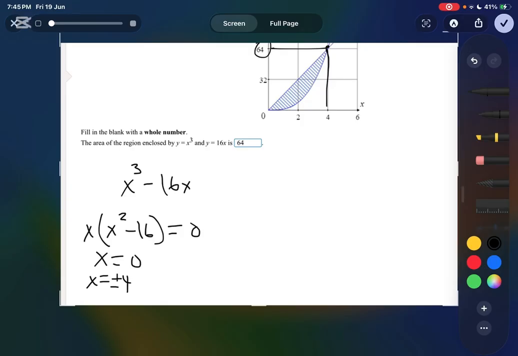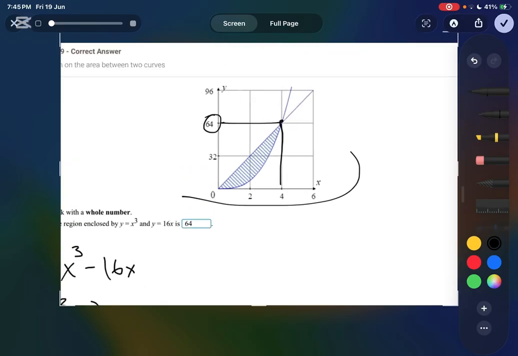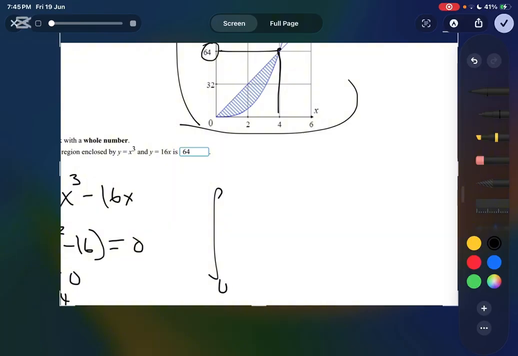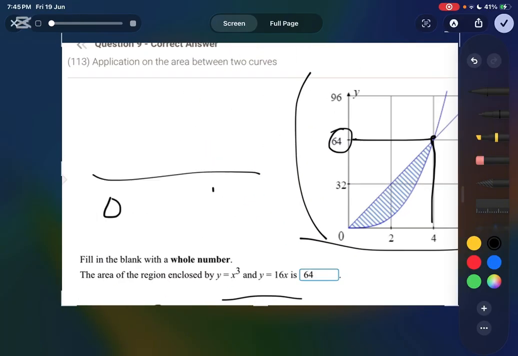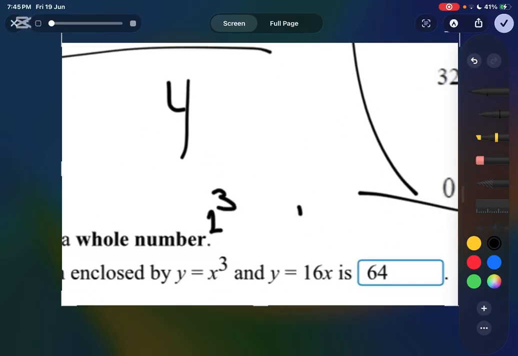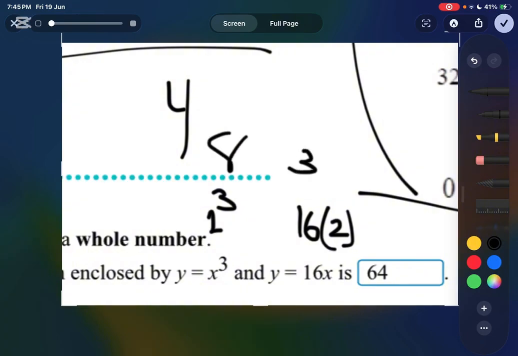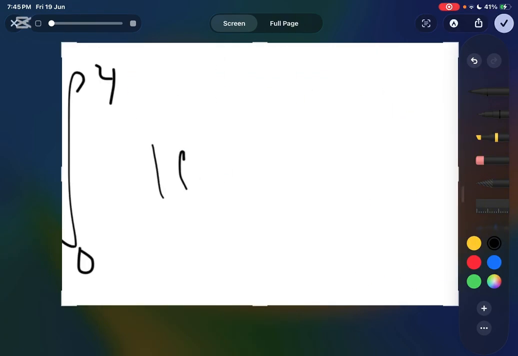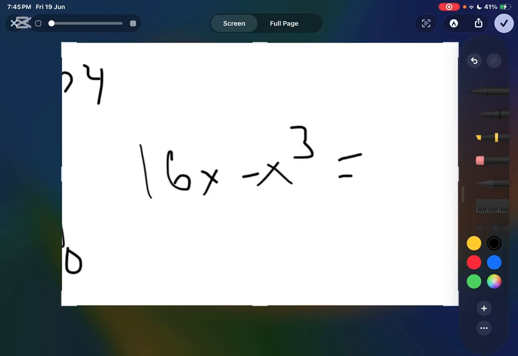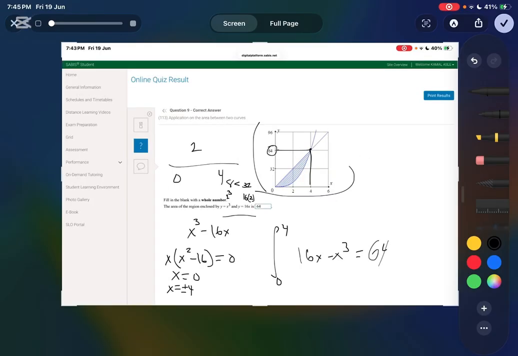Okay. So now we don't take negative 4. Why? Because this is all in the positive. So we take the integral from 0 to 4. But which one do we write first? Let's just split by 2. So 2 to the power of 3 is 8 and 16 times 2 is 32. This one is greater than this, so we start with 16x. So it will be 16x minus x cubed. Put it in the calculator, you'll get 64. And that's your final answer.